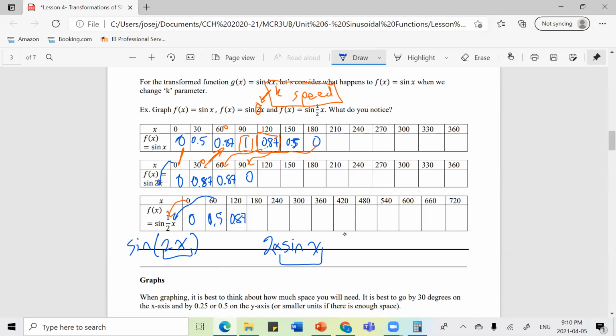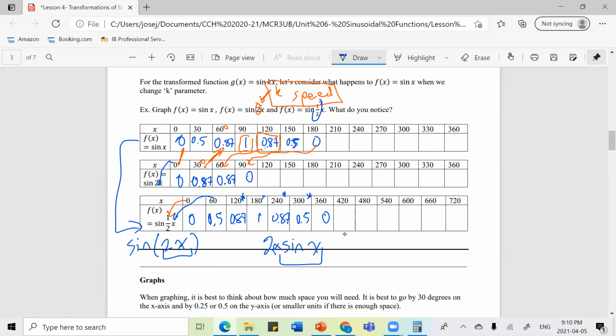So notice that we get the exact same y values as the first graph, the sine graph, except that the x values are the only ones that switch, right? So all these x values have changed. So we notice that we reach the same y values as before, but we reach them a lot slower than before, right? So again, what does this mean? That means it's horizontally stretched by a factor of 2, right? It's going to be the reciprocal.